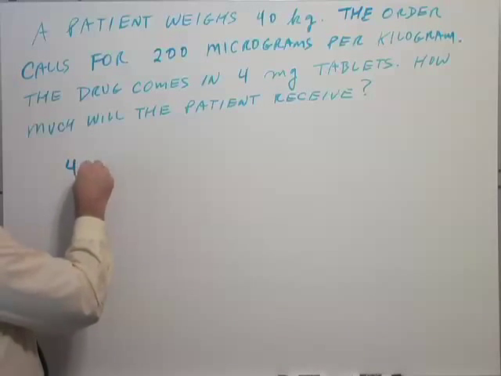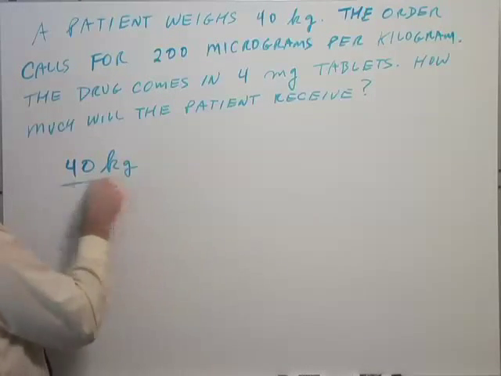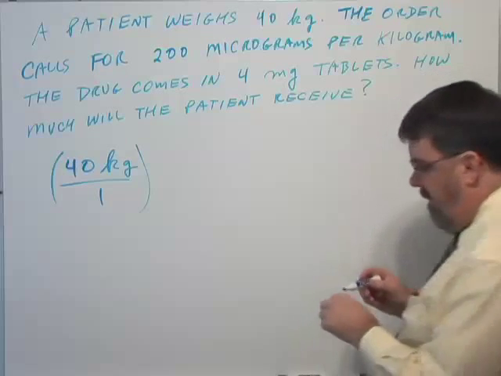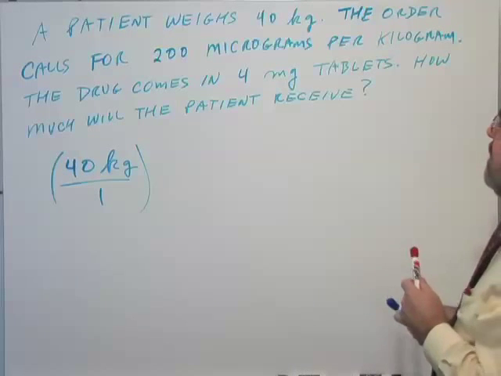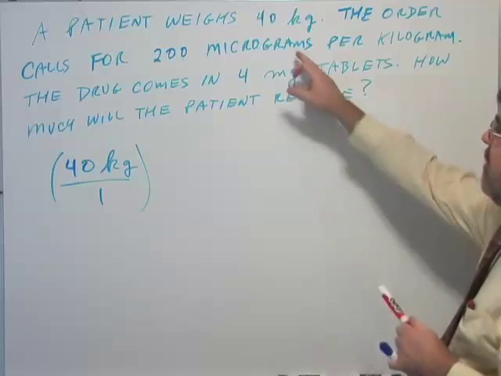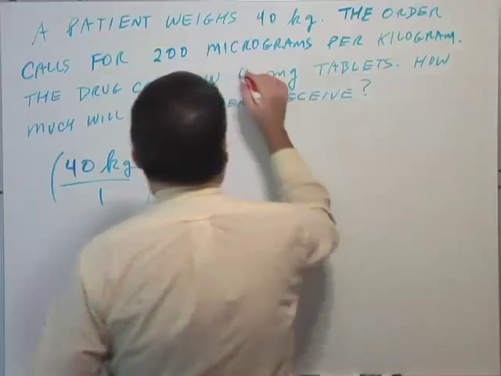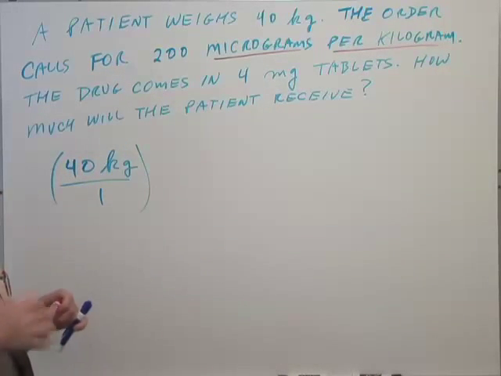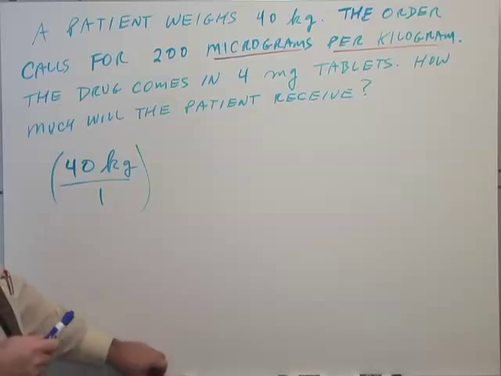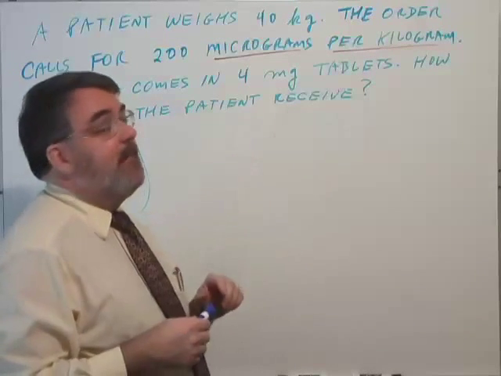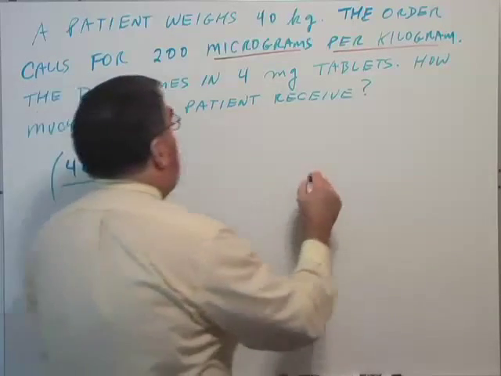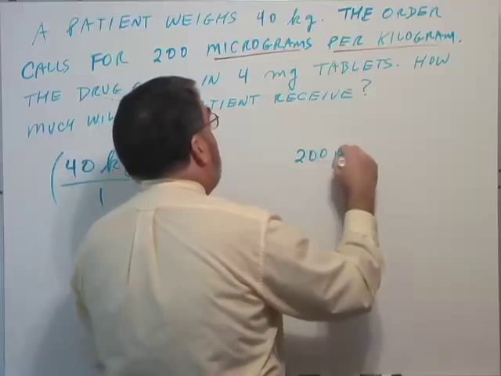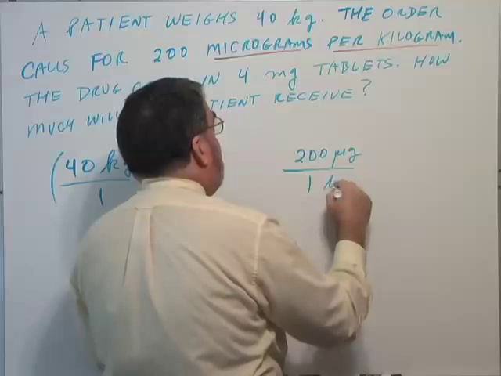And so we'll put her weight down, 40 kilograms, and that just comes by itself. So I'm going to write it as a fraction, 40 kilograms over 1. So we took care of the patient information. Now the prescription is 200 micrograms per kilogram. So this is a unit of its own. It's a fraction because the little word per is a Latin word which means to divide. And so 200 micrograms per kilogram is 200 micrograms over kilograms.